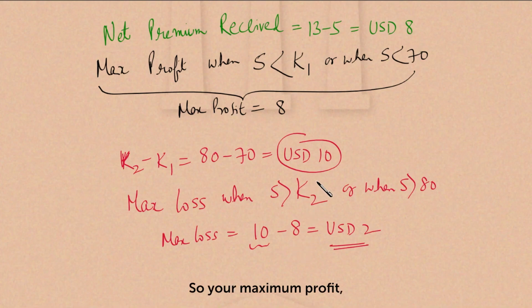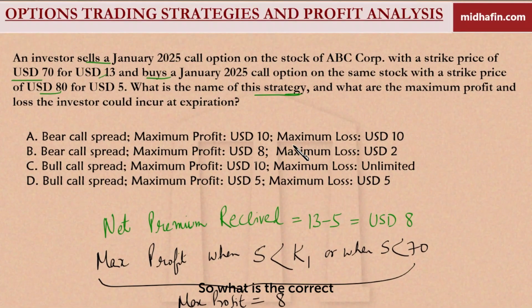Okay. So your maximum profit we calculated, maximum loss we calculated. So what is the correct answer over here? The correct answer is: it is a bear call spread, maximum profit $8, maximum loss $2. So the correct option is option B.